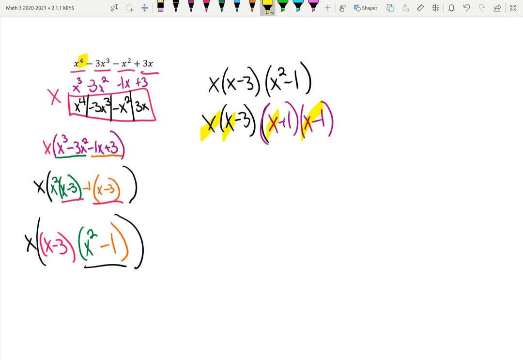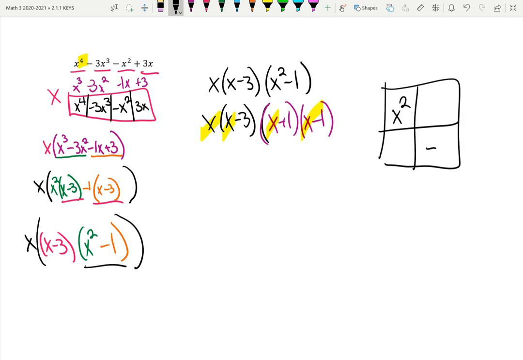If you want to see the area model for how I factored x squared minus 1, it would look like so. X squared minus 1. And then I want you to pay attention to the interaction between this and this. It cancels out, leading me to get just x squared minus 1, meaning it's a factor.